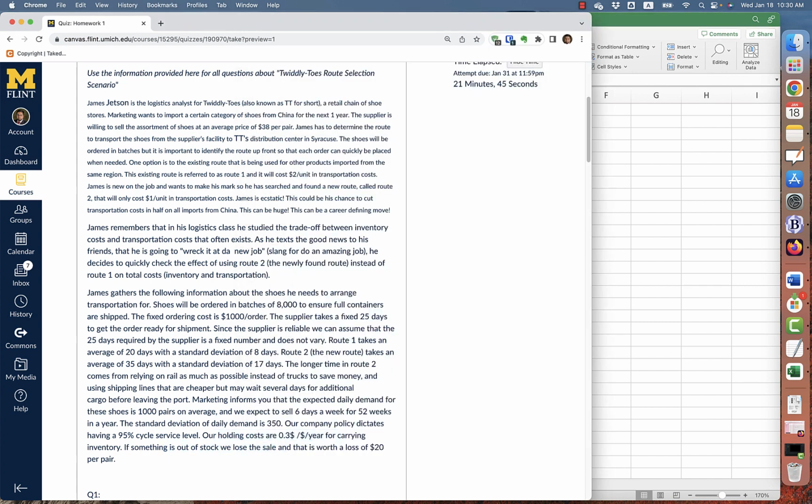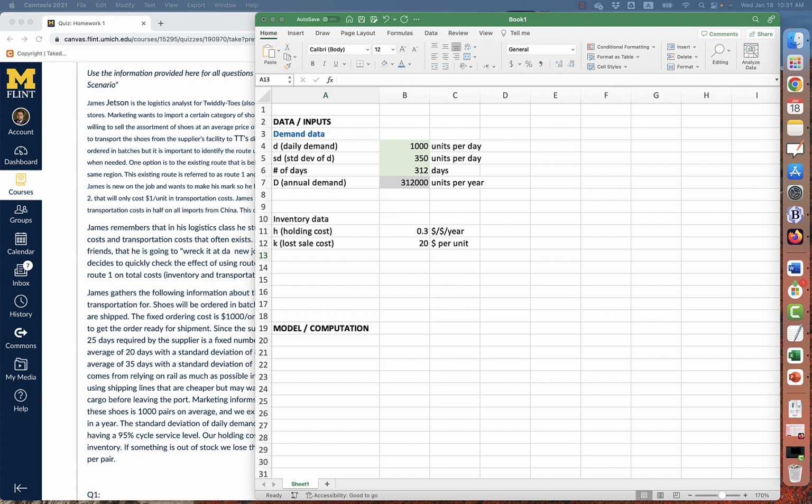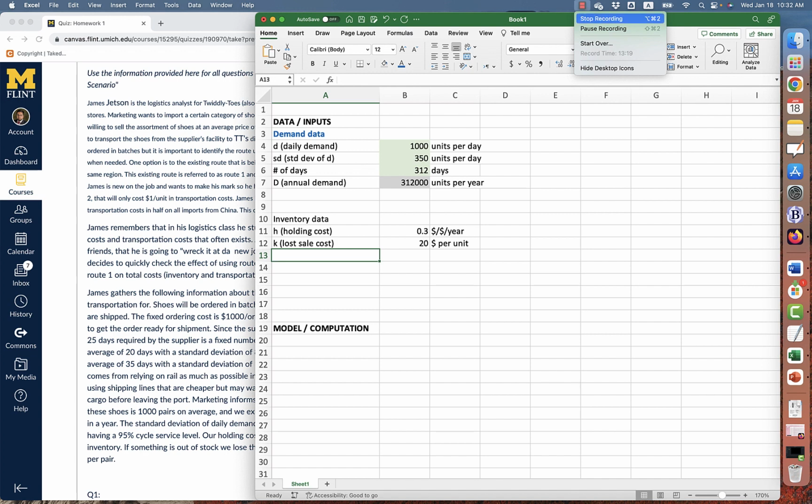If something is out of stock, we have a lost sales cost because we lose money on not making that sale. It's about $1.20. So that's K in your formulas in the slide. That's the lost sale cost, right? And that's $20 per unit. So each unit that you have a lost sales on, you lose $20. Okay. So we have our lost sales cost.